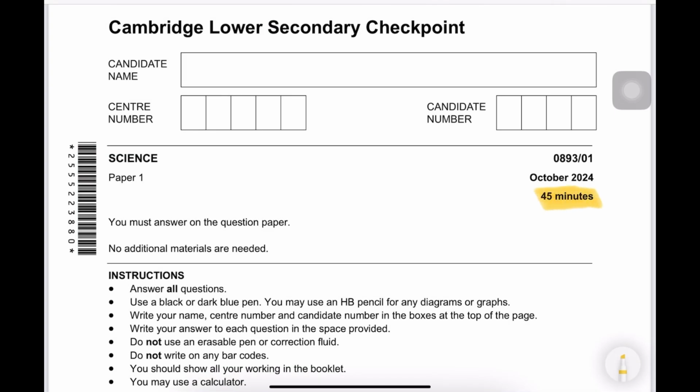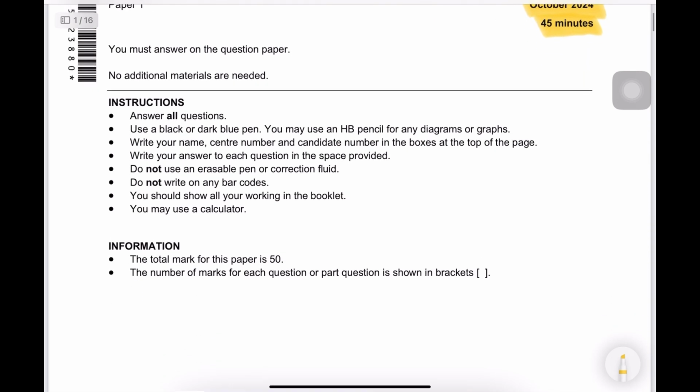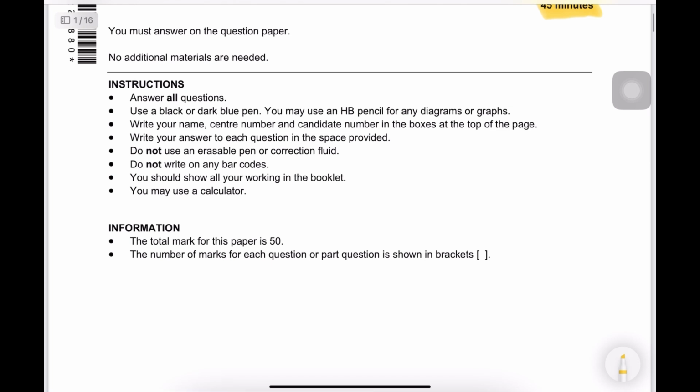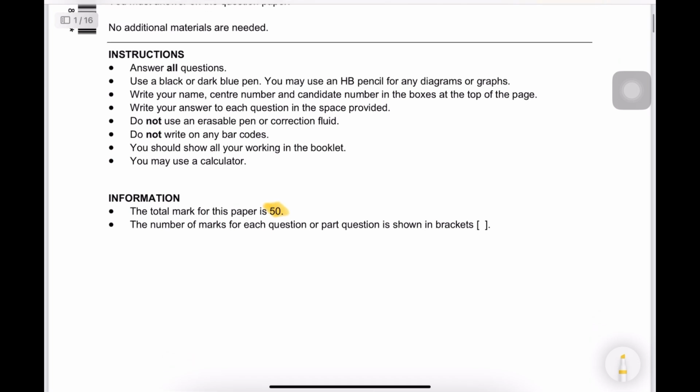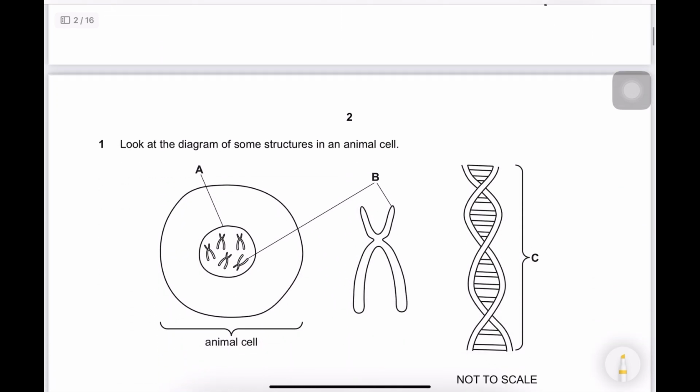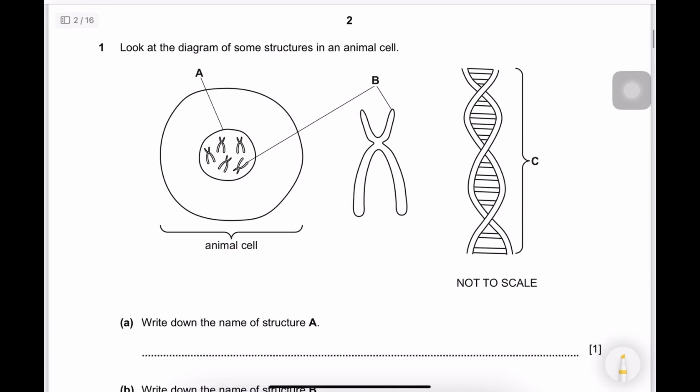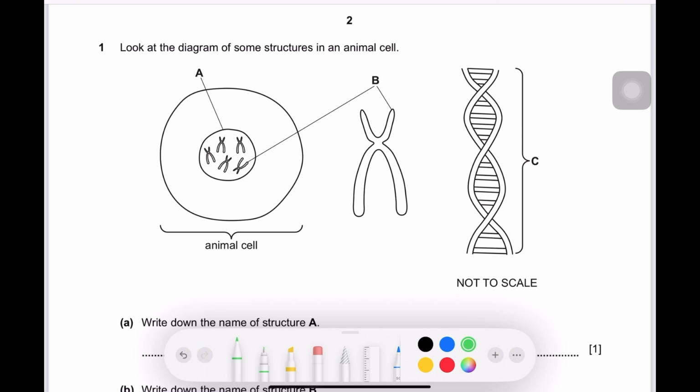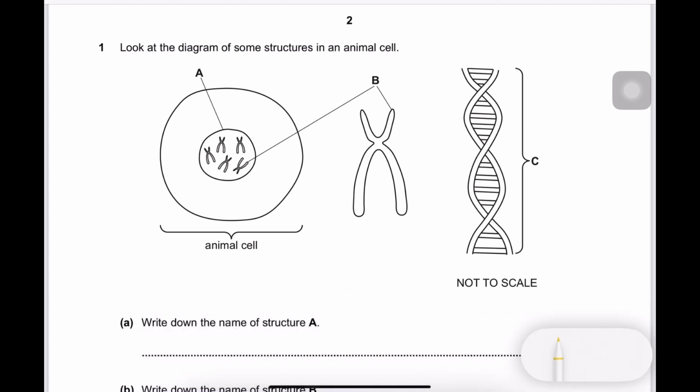In today's video, I'll be walking you through the solutions to the Cambridge Lower Secondary Checkpoint Science Paper 1 from October 2024. This is a 45-minute paper with a total of 50 marks. We'll go through each question step by step, breaking down the key concepts, calculations, and scientific explanations. So, if you're preparing for your exam, make sure to watch until the end.